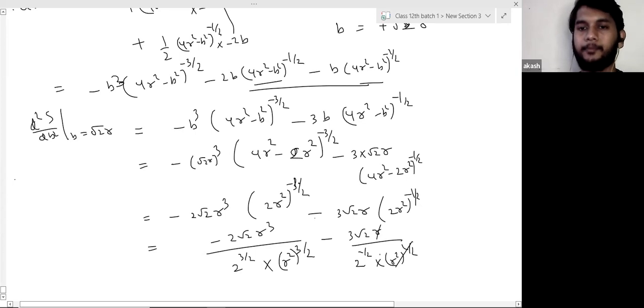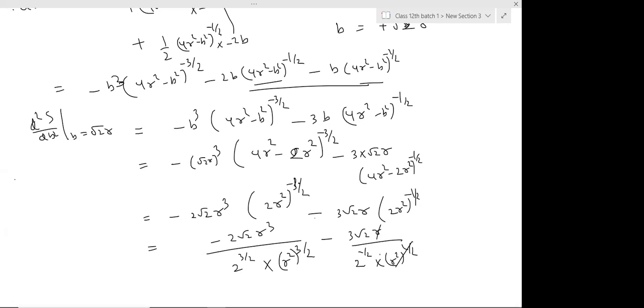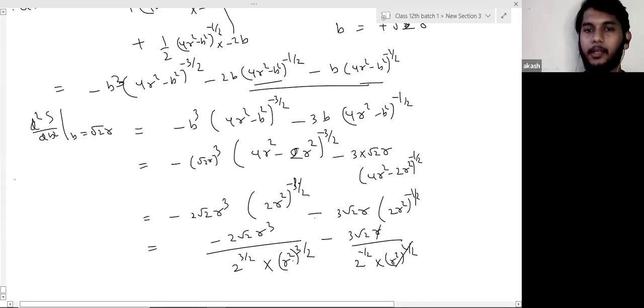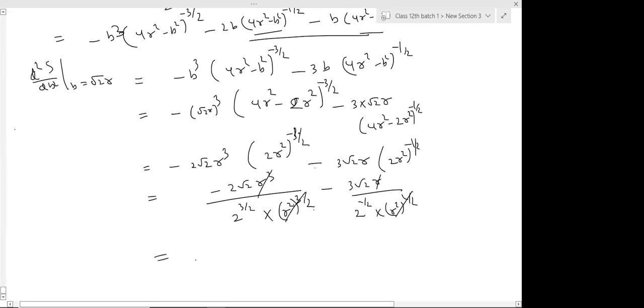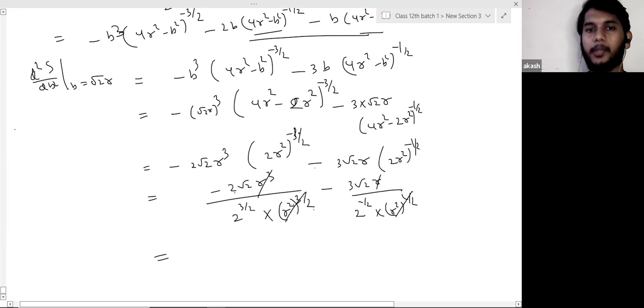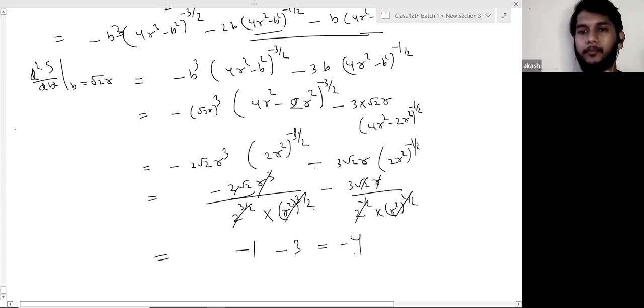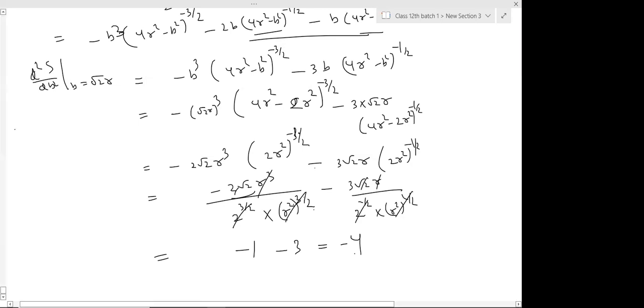Yes or no? Yes. All right. And this thing is also cancelled. R square to the power 3 by 2, that is r cube, is cancelled. Yes or no? Yes, sir. All right. So we can see this is also 2 raised to the power 3 by 2. So this is also cancelled. So minus 1 minus root 2 is also cancelled. So minus 3, so minus 4 is the answer here. Yes or no? Yes. Is everyone clear what I did here?